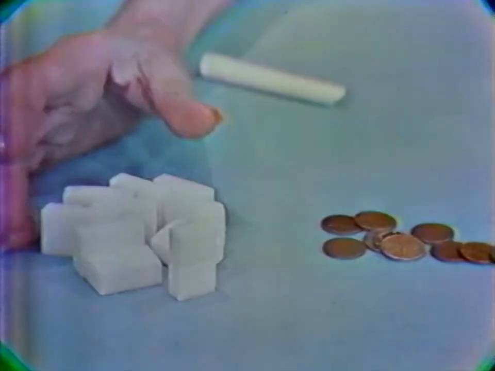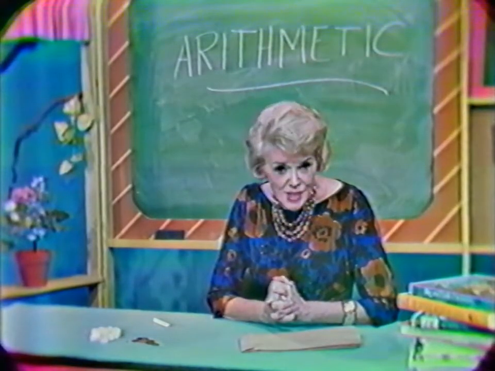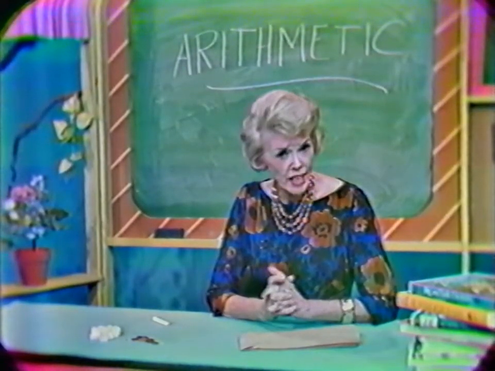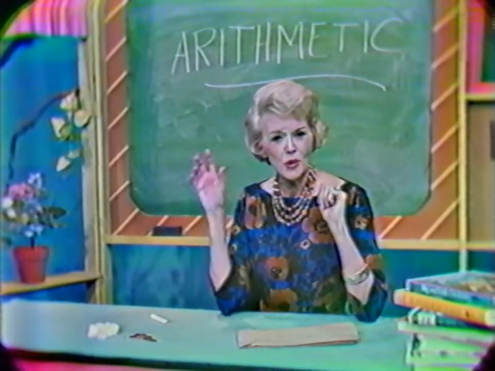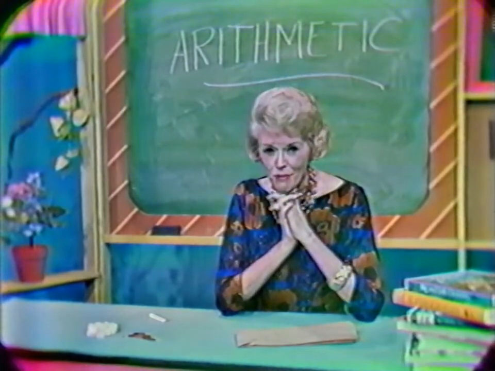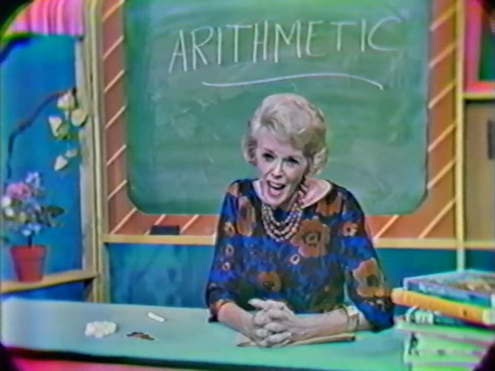Now for tomorrow, get a piece of cardboard and scissors and cut out a square for each finger on your left hand and a circle for each finger on your right hand. And have them ready before our lesson, and I'll see you then. Goodbye.